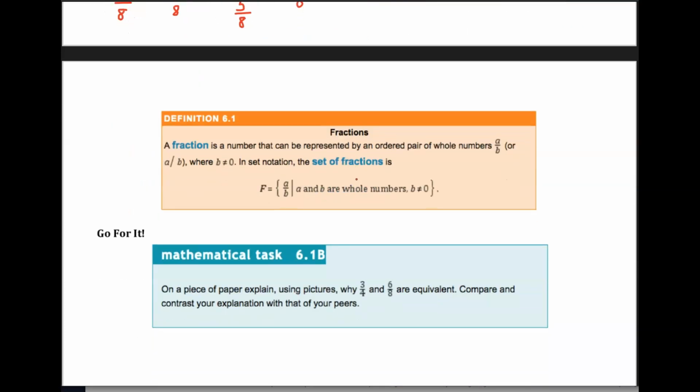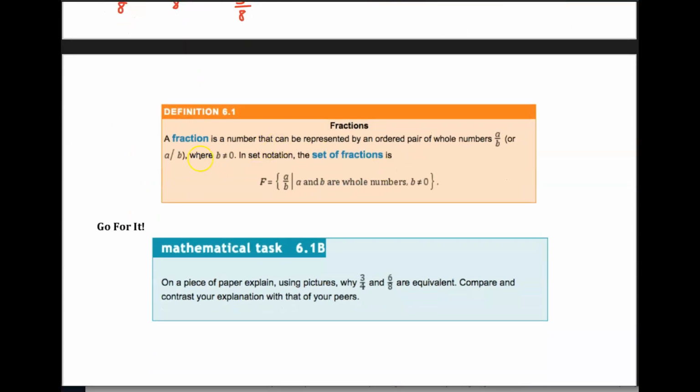That leads us to the definition of a fraction. A fraction is a number that can be represented by an ordered pair of whole numbers, and that's important: an ordered pair of whole numbers, a over b, where b is not equal to 0. That's what a fraction is, the definition.